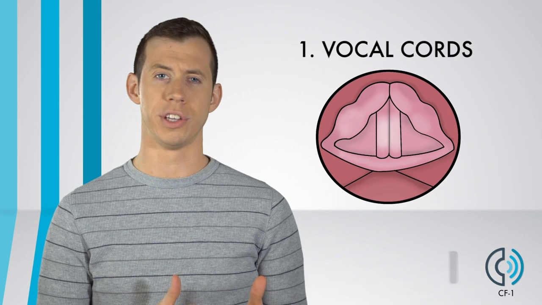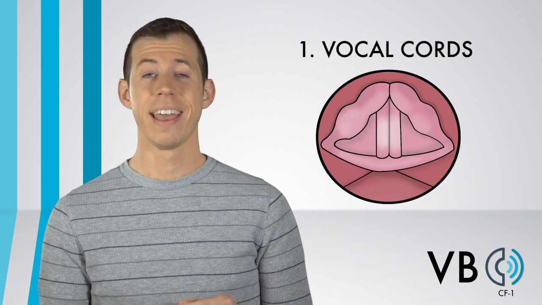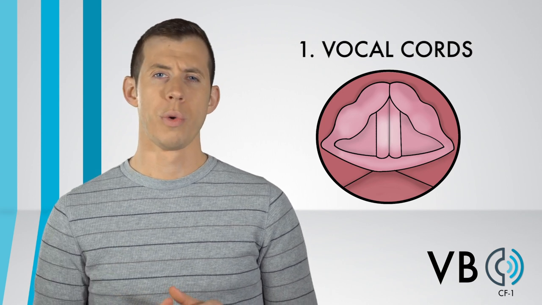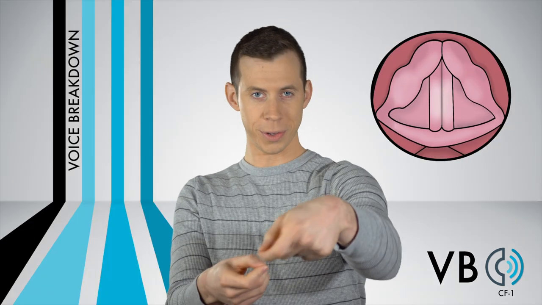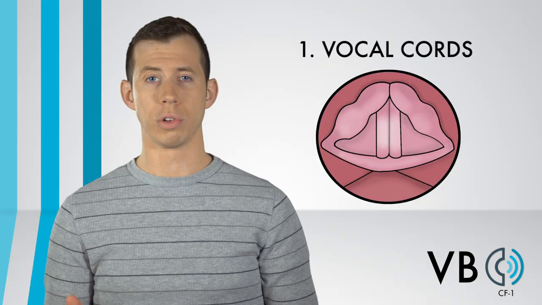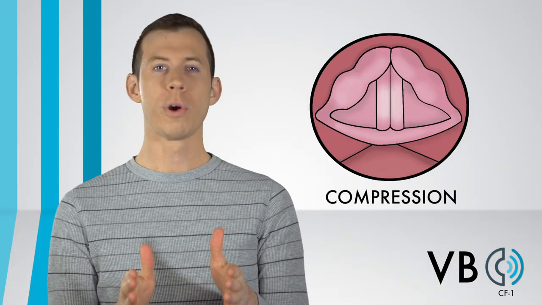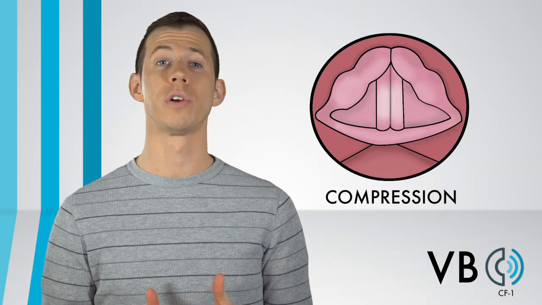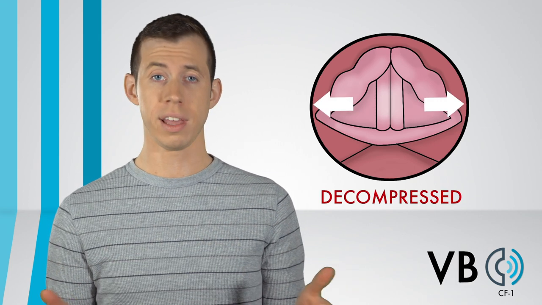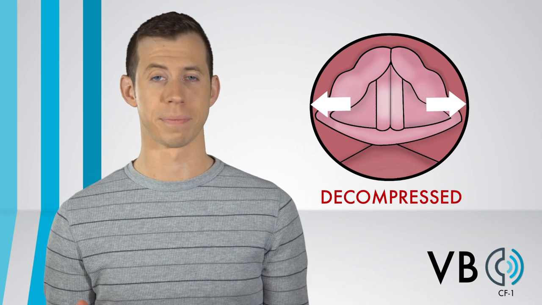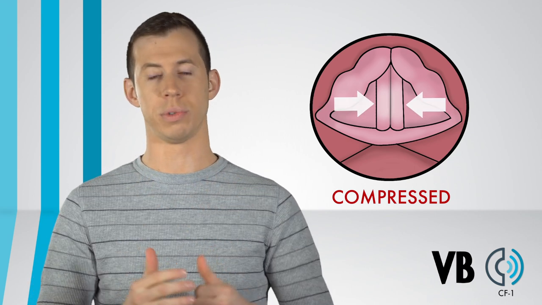As we have said in past videos, two of the primary things we can manipulate in regard to the vocal cords are their length and their levels of compression. Regarding their length, the longer we make our vocal folds, the higher the pitch. The shorter we make our vocal folds, the lower the pitch. Compression relates to how loosely or tightly the vocal cords are coming together medially. The more decompressed or loose the cords are medially, the breathier the voice will sound. The more compressed the cords are medially, the more connected or tight the voice will sound.